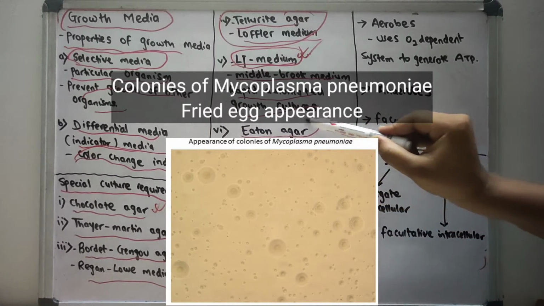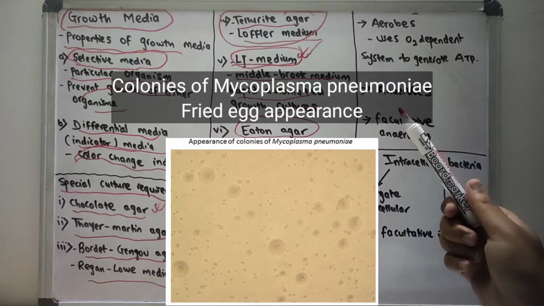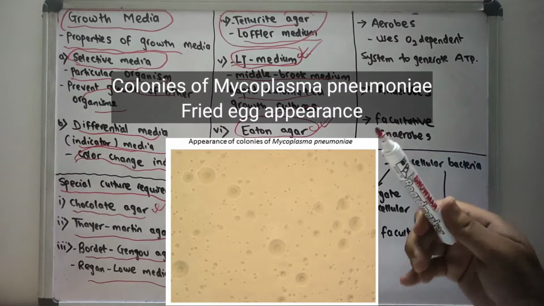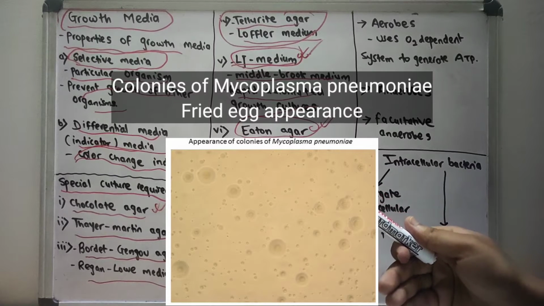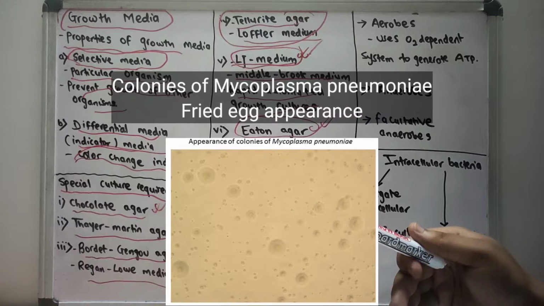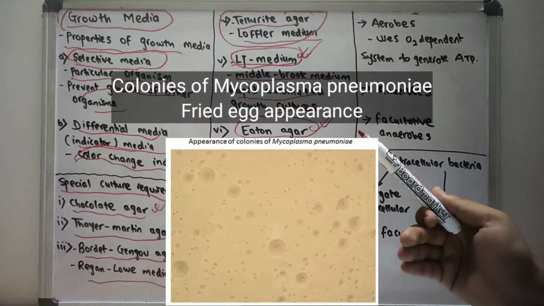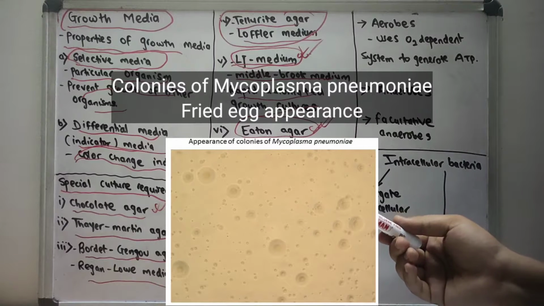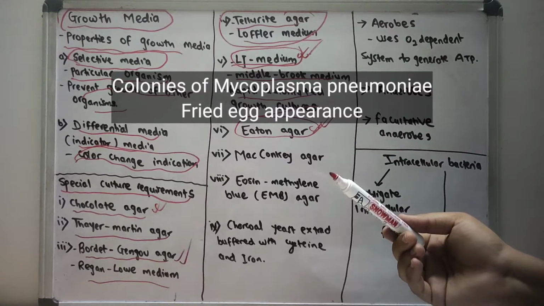Now let us talk about Eaton agar. The main requirement for the formation of the Eaton agar is cholesterol. So the Eaton agar is required for the culture of the colonies of Mycoplasma pneumoniae. You can see in this picture that the colonies of Mycoplasma pneumoniae have a fried egg appearance. This is important, you should know.